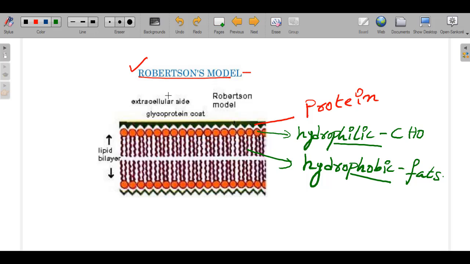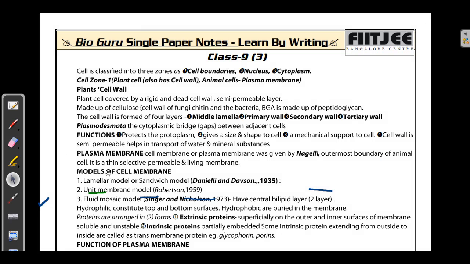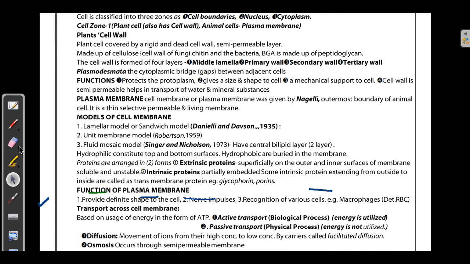But still, the Robertson model just replaced the sandwich with the unit membrane. There is nothing new in this, and this also got rejected by the people. So obviously we have to look for another model which clearly describes the plasma membrane. So here it comes, the successful model, the exact model of how the cell membrane is arranged. This model is called the fluid mosaic model. It was given by the scientists Singer and Nicolson in the year 1973.